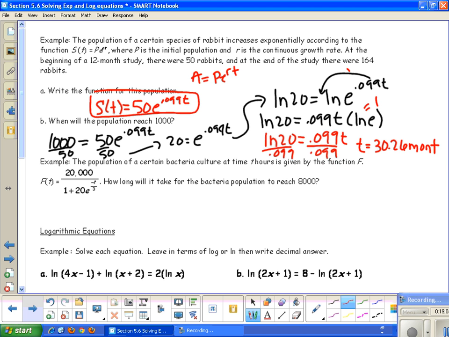And you end up with about 2.5. So if I wanted the years, t would be equal to about 2.5 years.